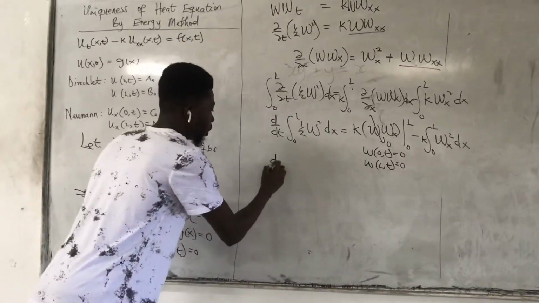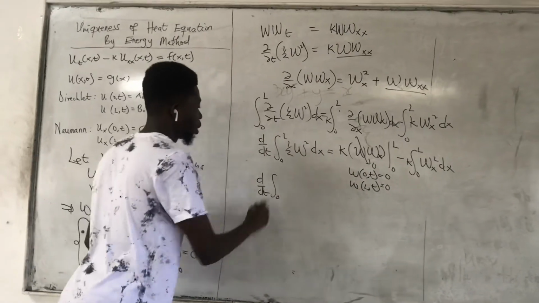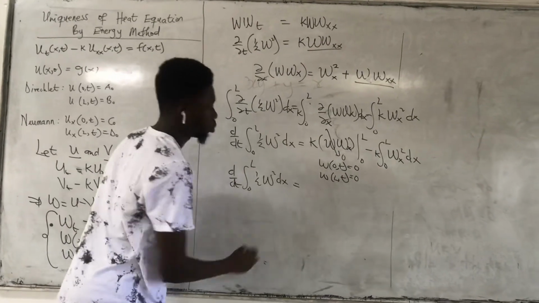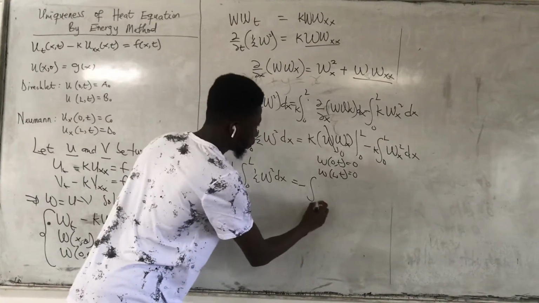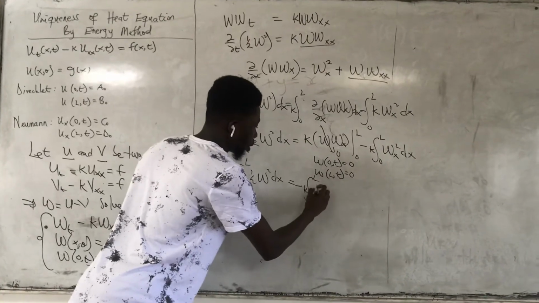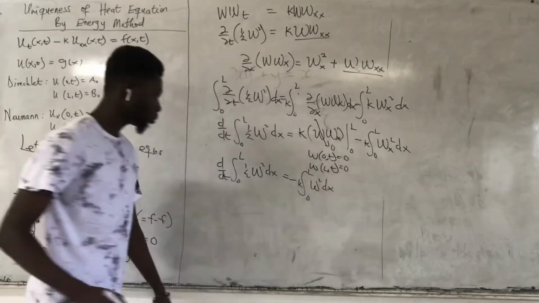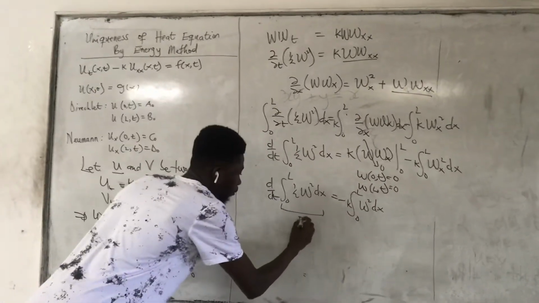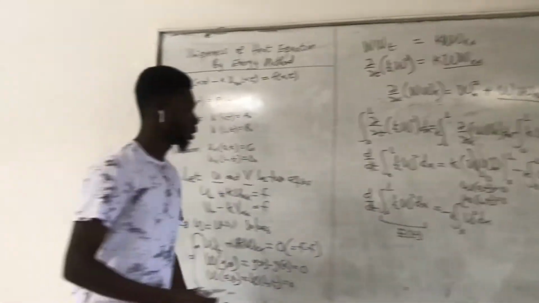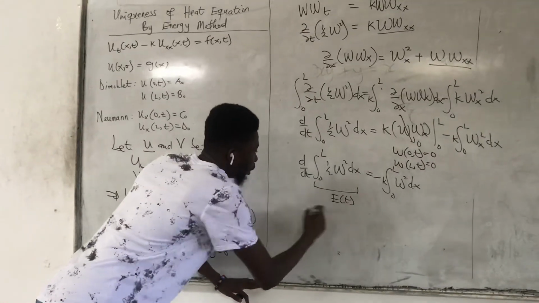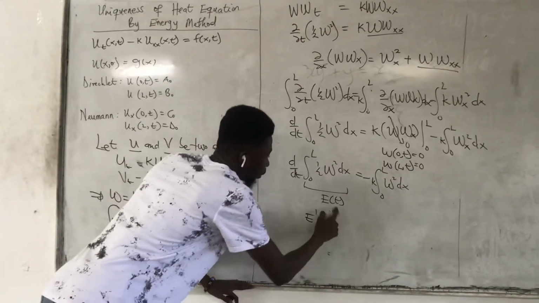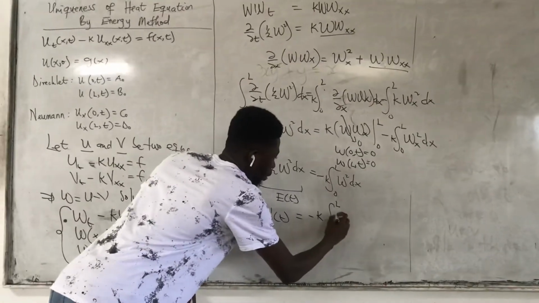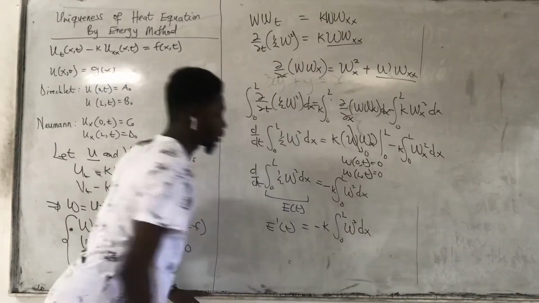Hence, the expression we are left with is the derivative of the integral of half w squared dx is equal to minus the integral from 0 to L, with a k here, of w_x squared dx. Now, understand that we could call the expression here E of t, that is the energy. So we can quickly indicate the left-hand side as the derivative of the energy, E of t, which is equal to minus k times the integral from 0 to L of w_x squared dx.